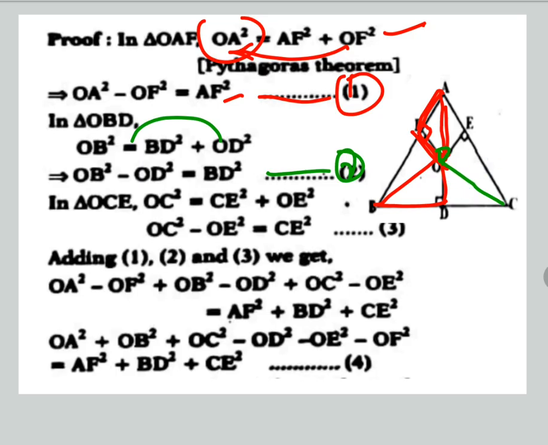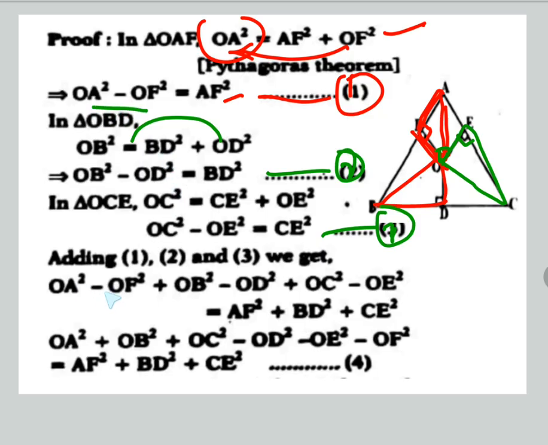In this triangle OCE, it's a right angle triangle at E. Then OC square is equal to CE square plus EO square. Take OE to the left side: OC square minus OE square is equal to CE square. This is number 3.